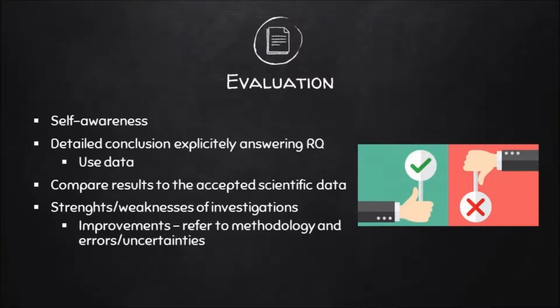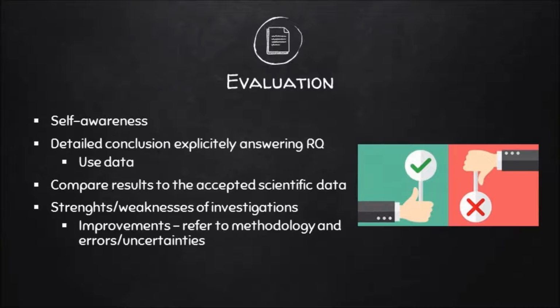Evaluation is the fourth criteria, and this is the part where you show self-awareness, something that IB really likes. You should be able to look at what you did well and what you didn't do so well, so you could improve and tell what you could improve on to make the investigation better. You need a detailed conclusion that is explicitly answering your research question, and you should also refer back to your data collection and data analysis in your conclusion, or answer if you want to call it that.